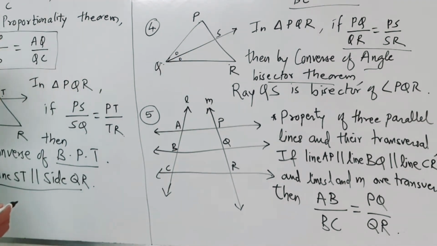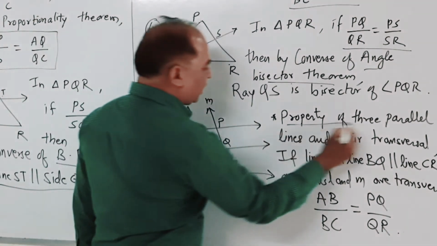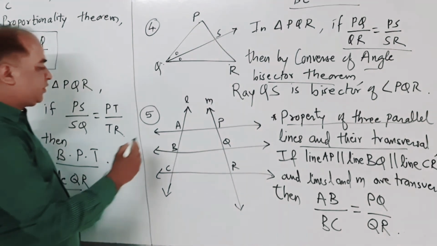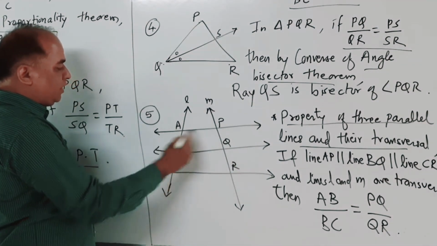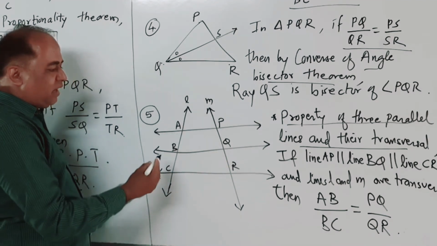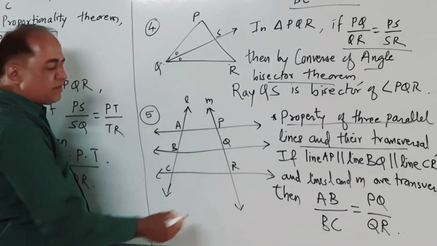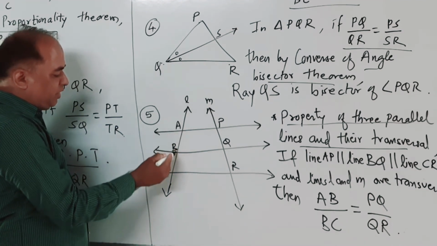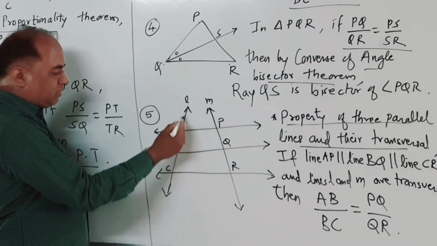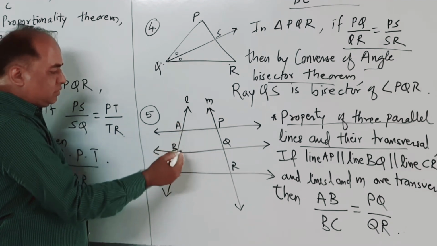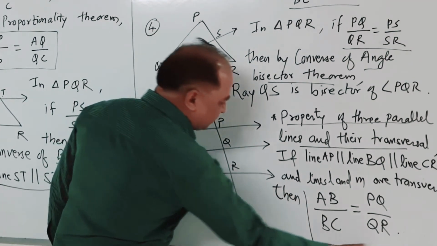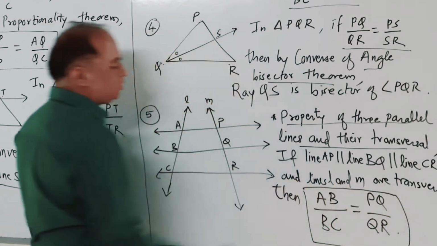Now the last one, the property of three parallel lines and their transversals. If line AP is parallel to BQ, which is parallel to CR, and L and M are their transversals, then AB upon BC is equal to PQ upon QR. The lines divide the transversals in proportion.